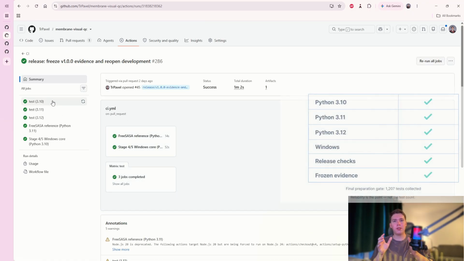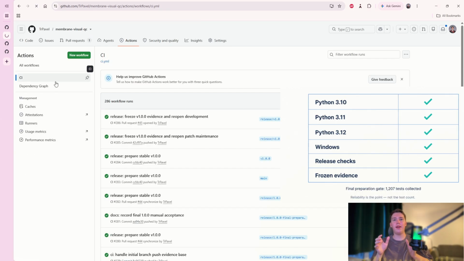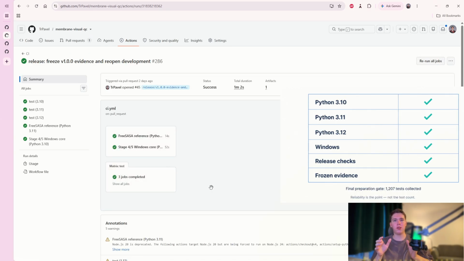By the final release, the project had more than 1,000 automated tests, with CI across multiple Python versions, Windows-specific checks, and independent reference validation.